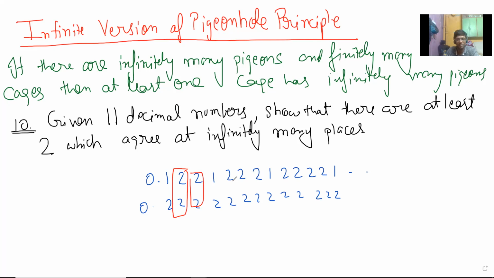Yeah, but some LCM, SCF I could have given. But anyways, like you see, this agrees. And if you follow the pattern, you can see that they keep agreeing, obviously. So you want to show that in 11 decimal expansions, there are 2 of them which are like this, which keep agreeing.